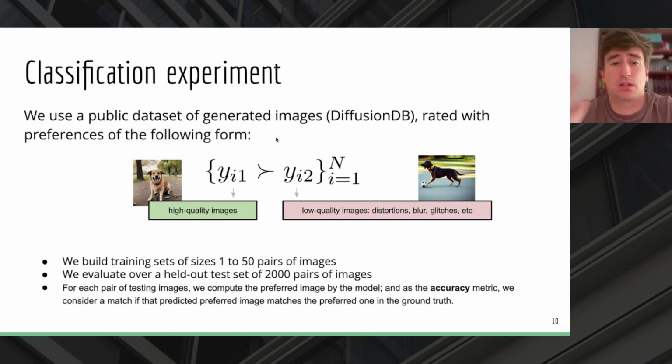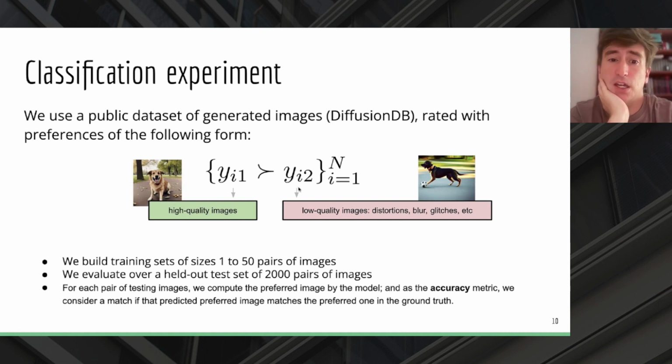The first one is an experiment in classification. We take a set of generated images called DiffusionDB, which is freely available. These images are ranked, and also pairwise ranked, in two sets. For each pair, the preferred one mostly represents high quality images, and the discarded set, the negative set, is low quality images because they have distortions like some blurriness, glitches. I mean, you get the idea.